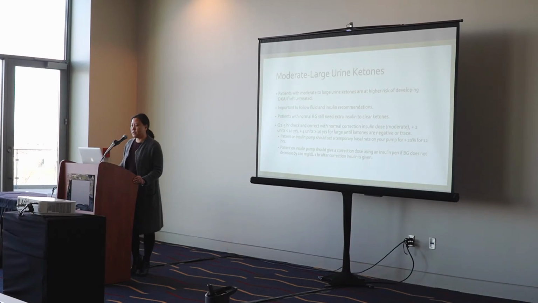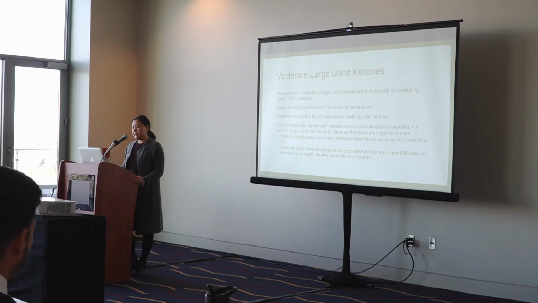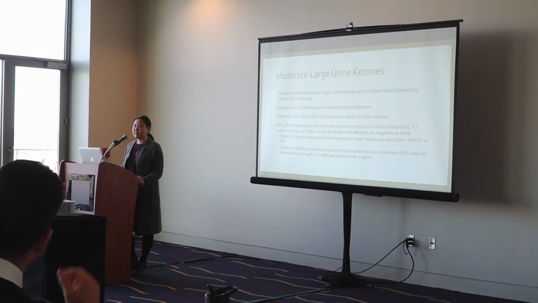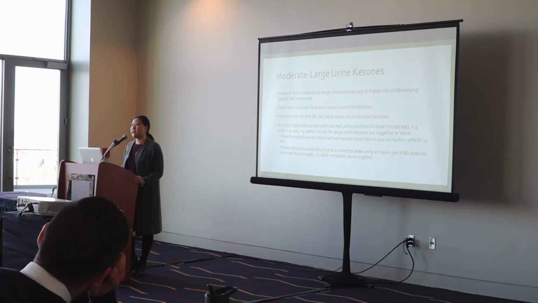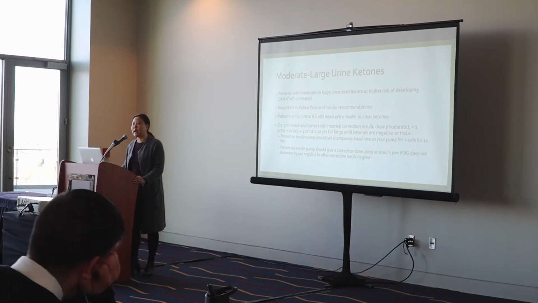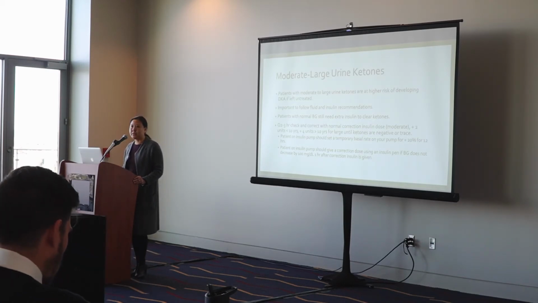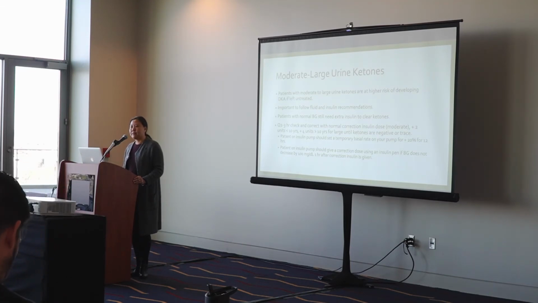So if you have moderate to large ketones, these patients are at highest risk of developing DKA. They need extra insulin, so the residents know at this point, we always say Q3 check and correct. That means every 2 to 3 hours, they need to check their blood sugar and correct that blood sugar with insulin. And if they have large ketones and they're over the age of 10, you add 4 extra units. If they're under the age of 10, you add 2 extra units to their correction.